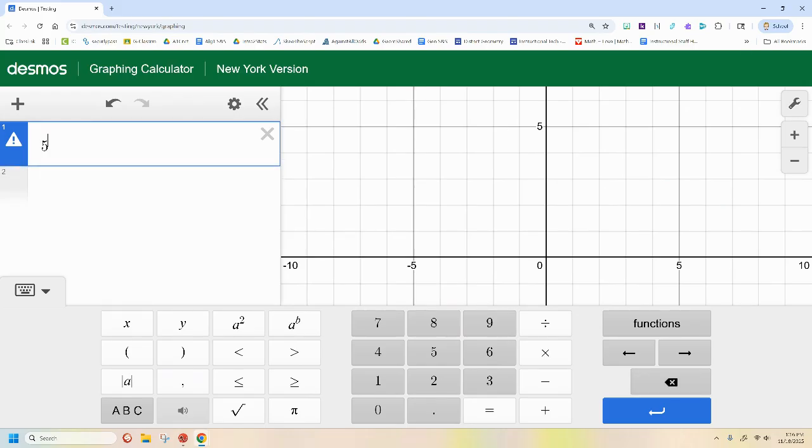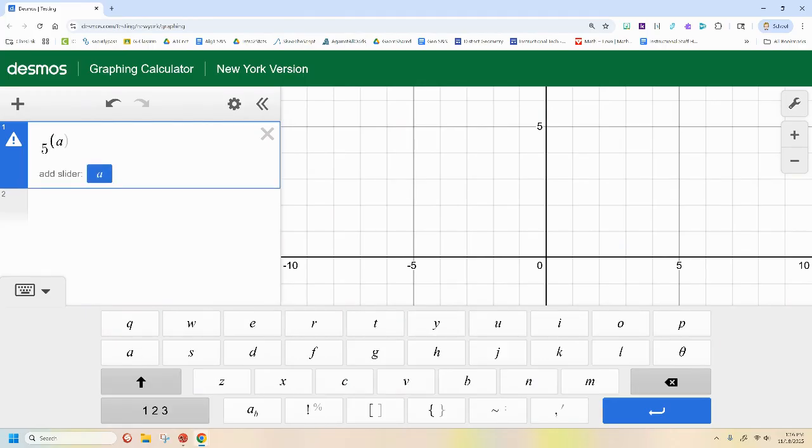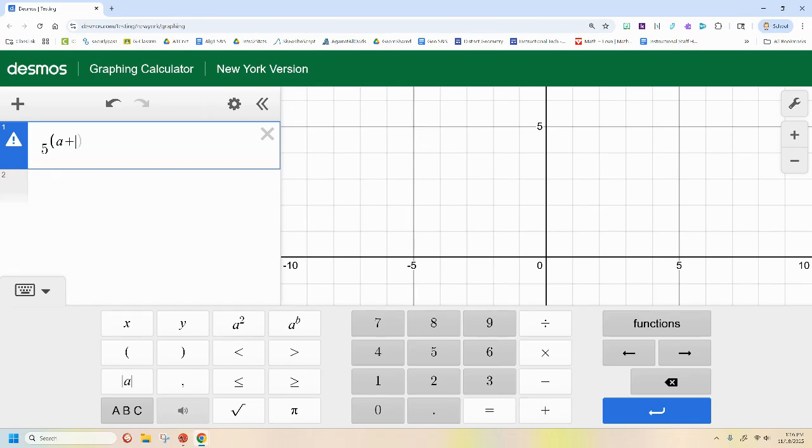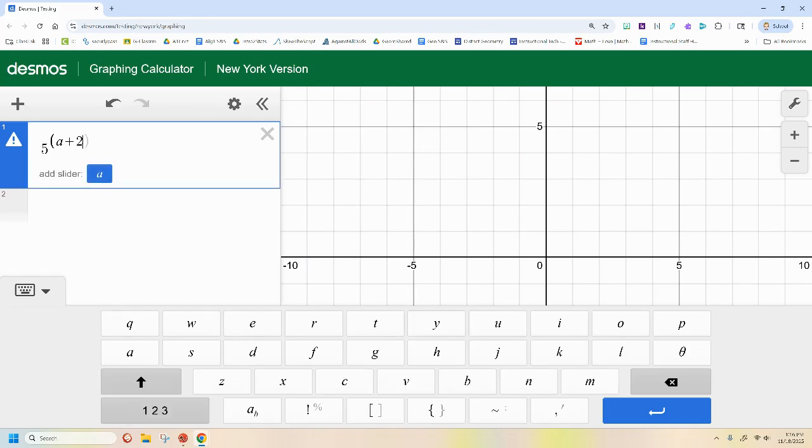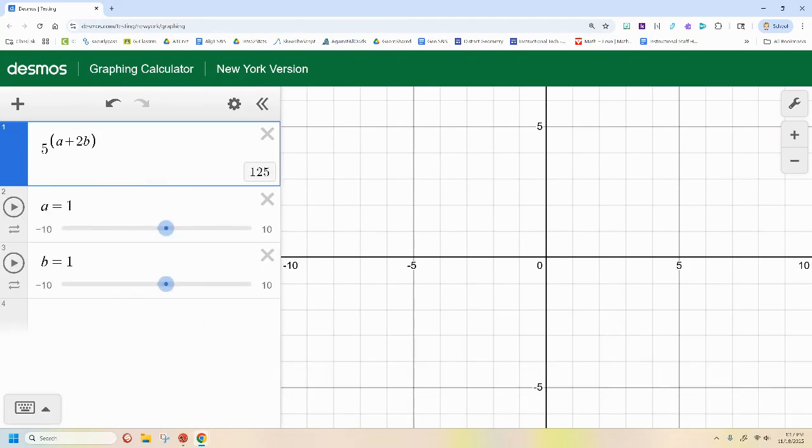So this is where we need to take a different approach. I'm going to back it up. You need to put in parentheses for anything that's a binomial with addition and subtraction. So now we have 5 to the parenthesis a plus 2b. It says add a slider, and you're going to say, heck yeah, let's add a slider. Right now, it automatically sets A at 1 and B at 1. So we have two different sliders, and we want to make sure that we move both when we play around with this.